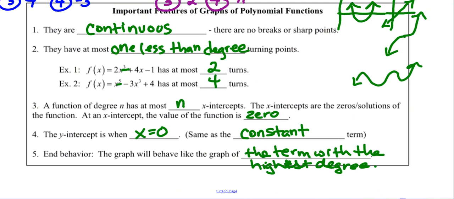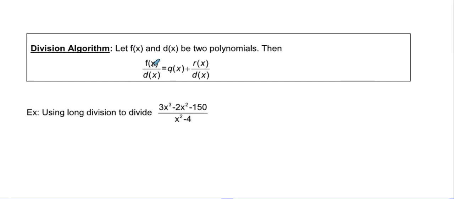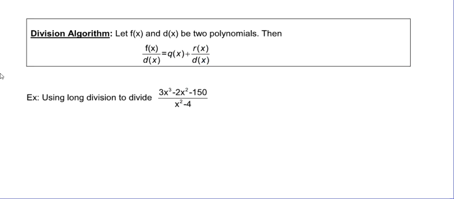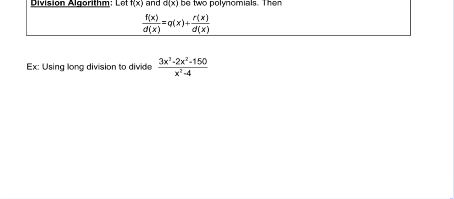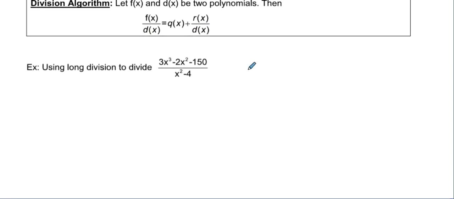Okay, so we're going to go on to the next page and try some problems. When you divide a function by its divisor, you get the quotient plus the remainder over the divisor. So let's see how that works over here. We're going to do some long division, and long division works just like the long division that you did in elementary school, except the calculator won't help you here.